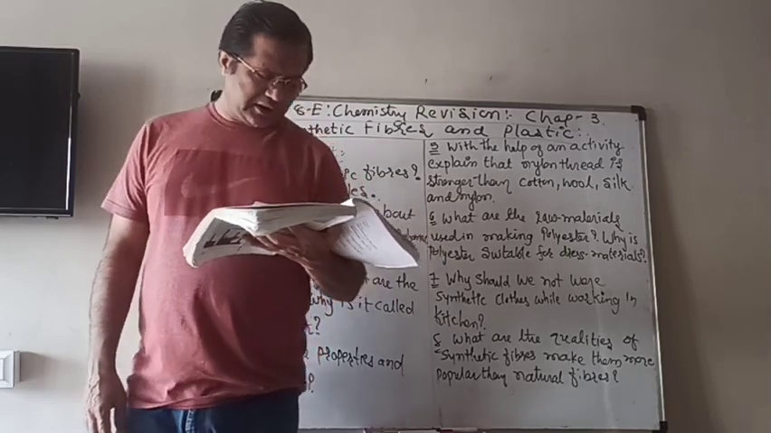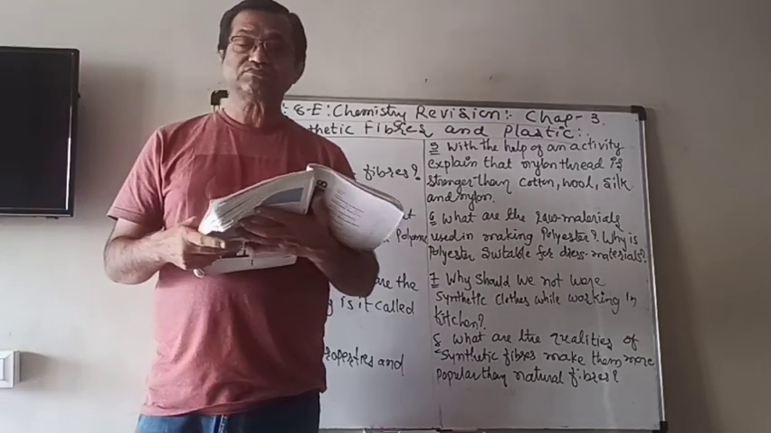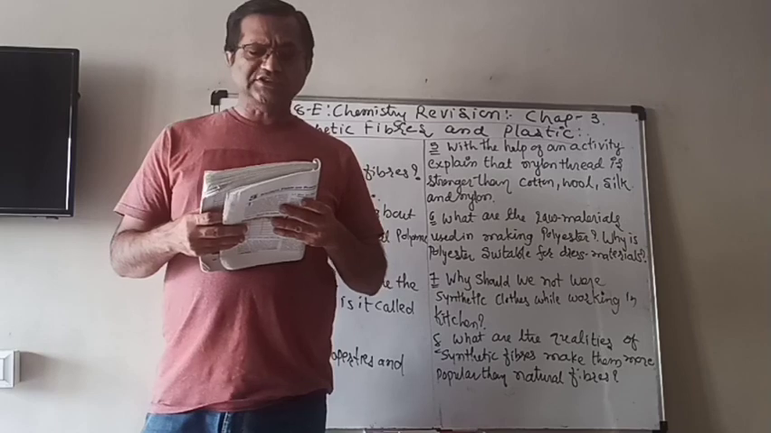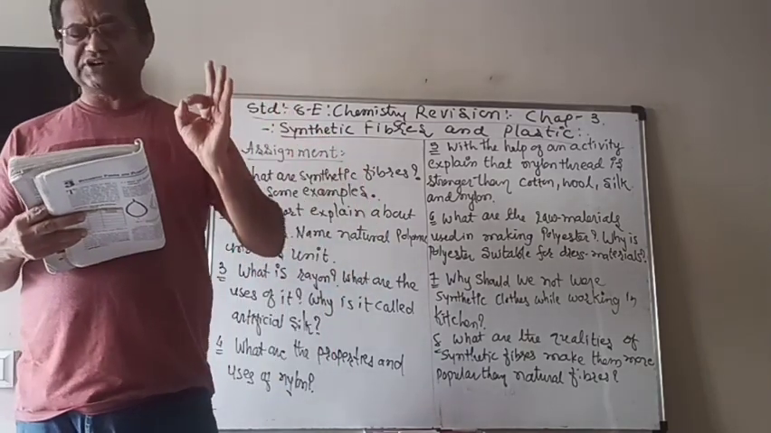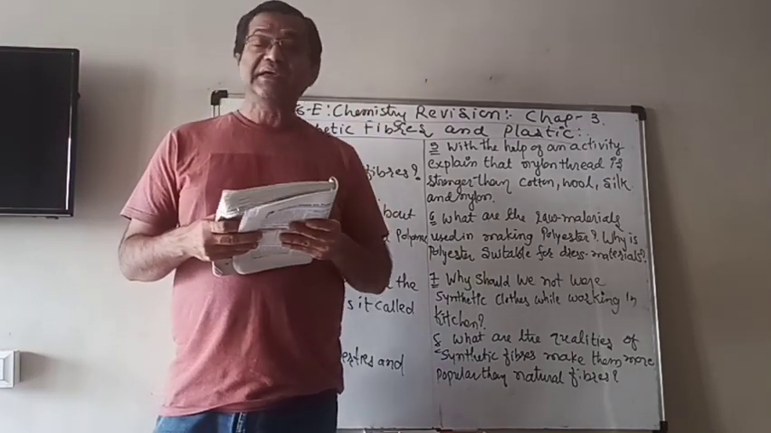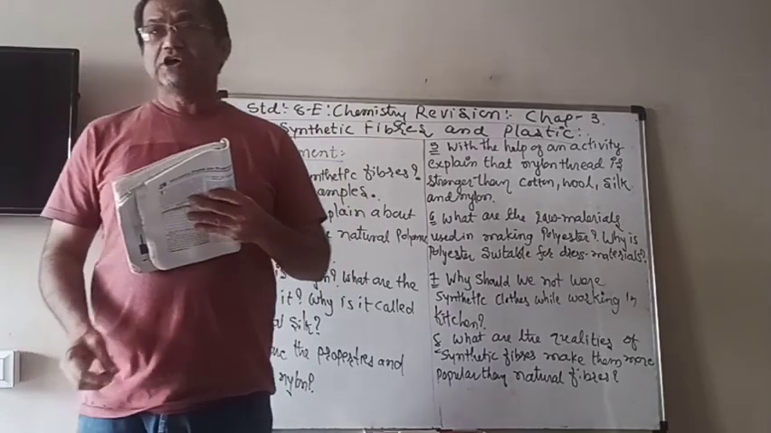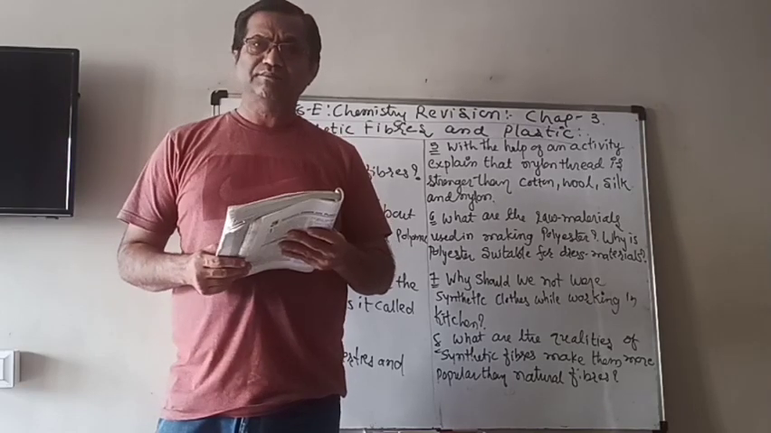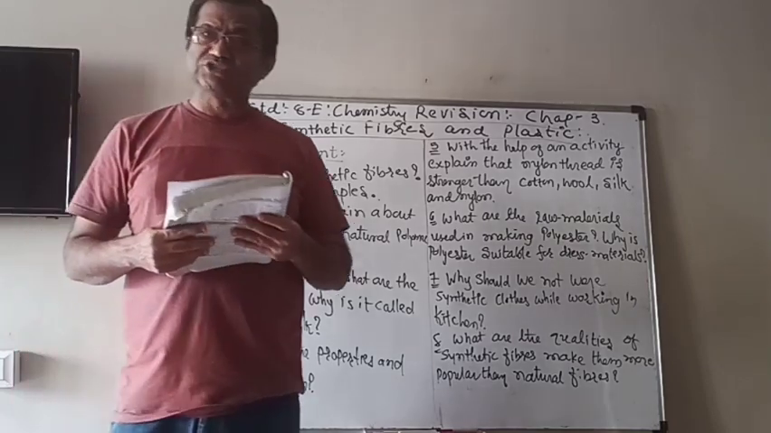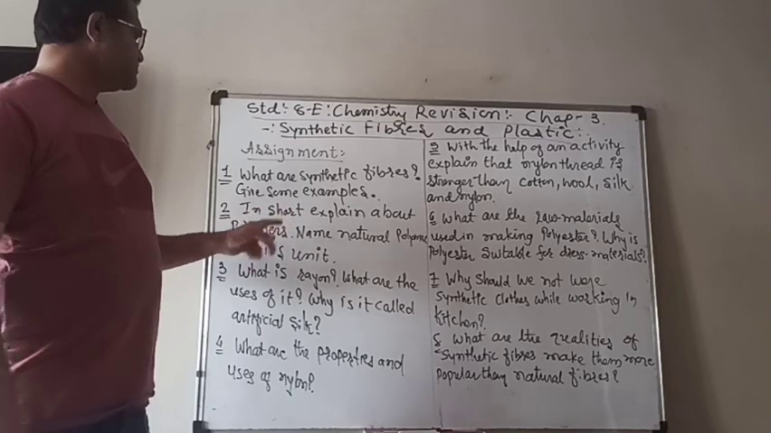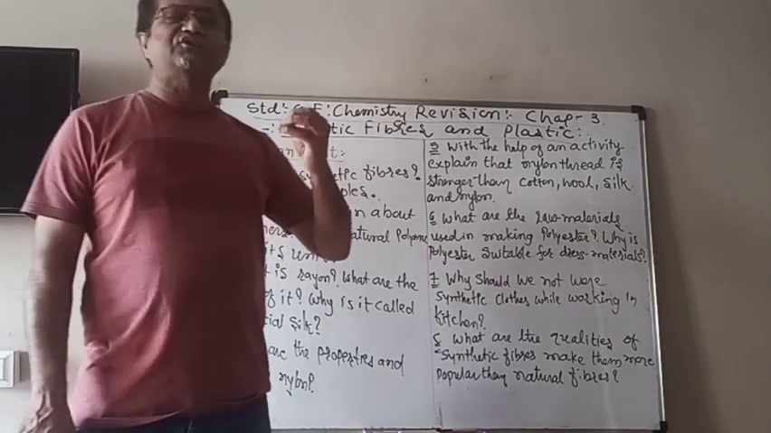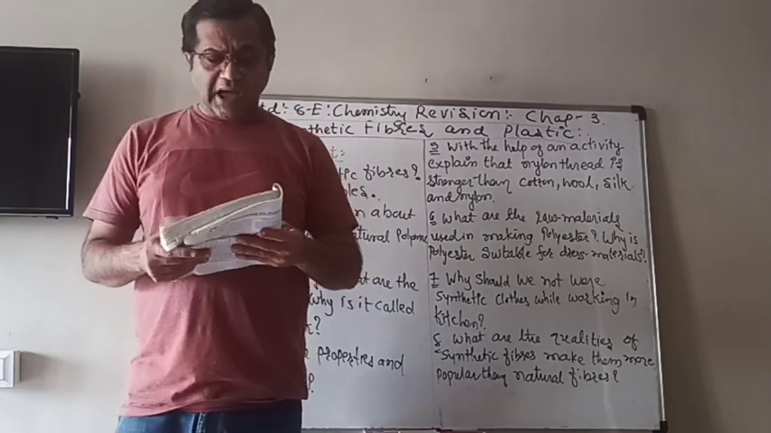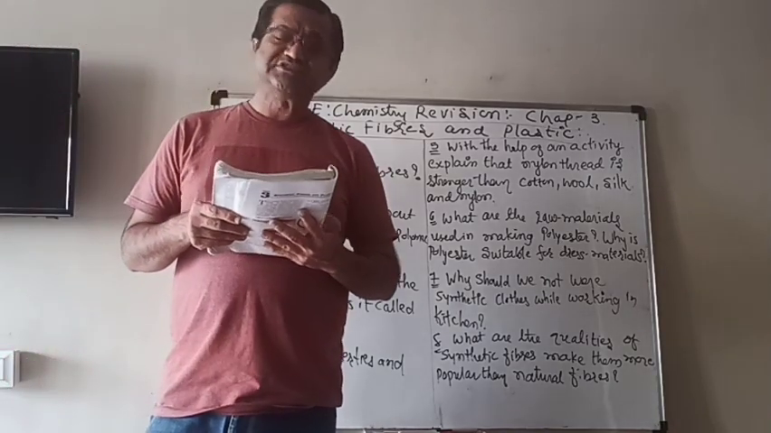A polymer is made of many repeating units. A polymer obtained in nature is cellulose, which is in cotton. So cotton is a natural polymer called cellulose, and it is made up of a large number of glucose units. Its monomer unit is glucose, and when glucose units combine in large number, they make a big unit known as cellulose. Now there are so many types of synthetic fibers.